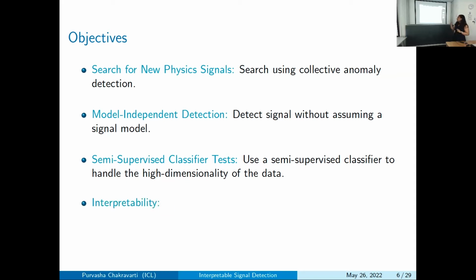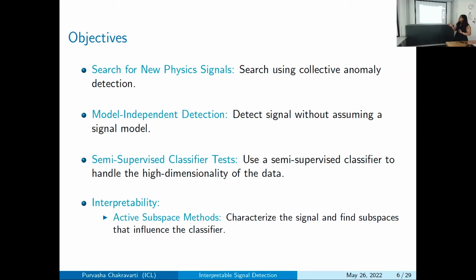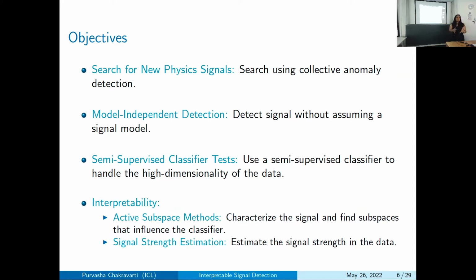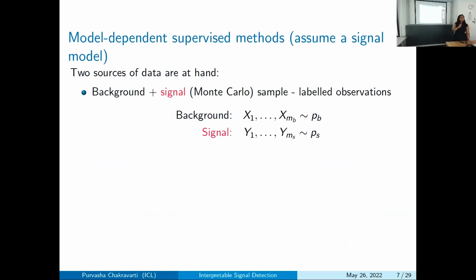And finally, I'll also talk a little bit about how we can interpret these classifiers. So how can we interpret these high dimensional classifiers and actually see what they are finding? In that space, we're going to look at some active subspace methods, which will characterize the signal that we find. And we also have a way to estimate the signal strength. So again, I'll go into all of this bit by bit through the talk. Any questions so far? Okay, perfect.